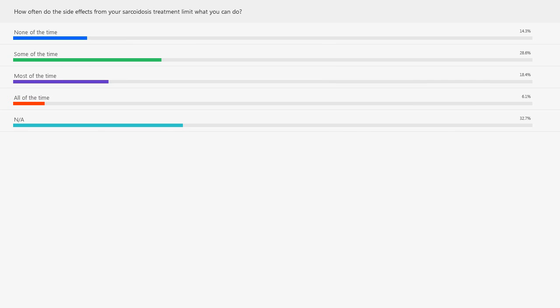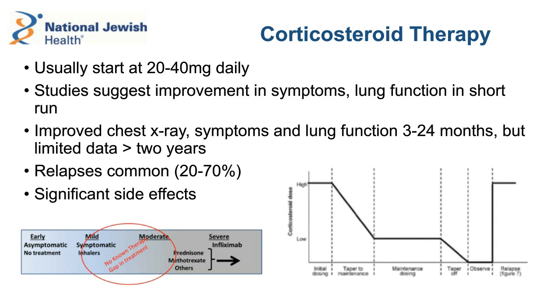So some of you said none of the time, but you can see a lot of you, almost a third, said some of the time, and almost 20% or one out of five said most of the time, and 6% all of the time. And that's a problem that we've had with the treatment of sarcoidosis. And in part it's related to corticosteroids, but it's also related to some of those other agents we talked about.